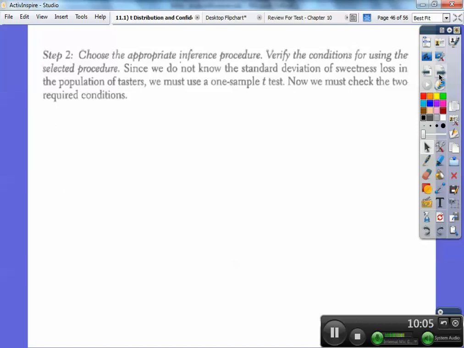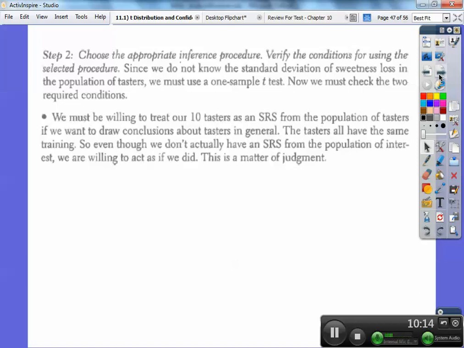We do not know the standard deviation of sweetness loss in the population of tasters, so we're going to use a one-sample t-test. Now we must check the 2 requirements. We must be willing to treat the 10 tasters as an SRS from the population of tasters if we want to draw any conclusions about the testers in general. The tasters all have the same training, so even though we don't actually have an SRS from the population of interest, we're willing to act as if we did. That is good stuff, you guys. Doesn't that make you feel all giggly? This is a matter of judgment.